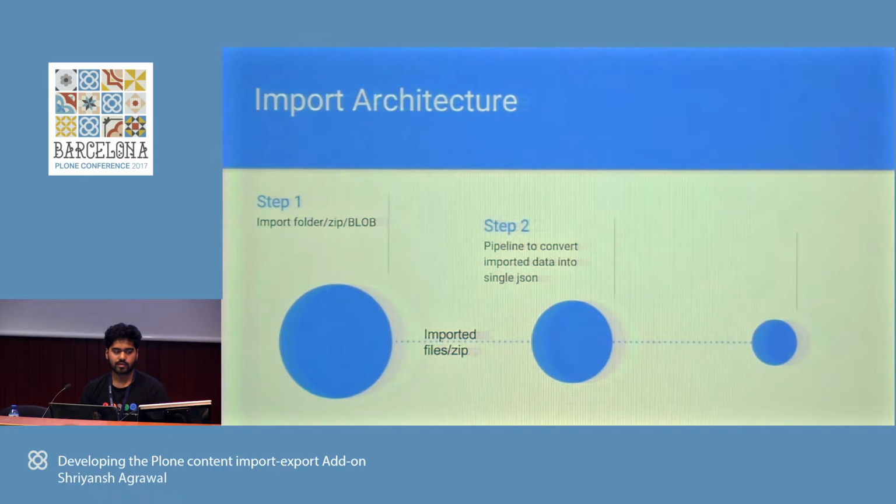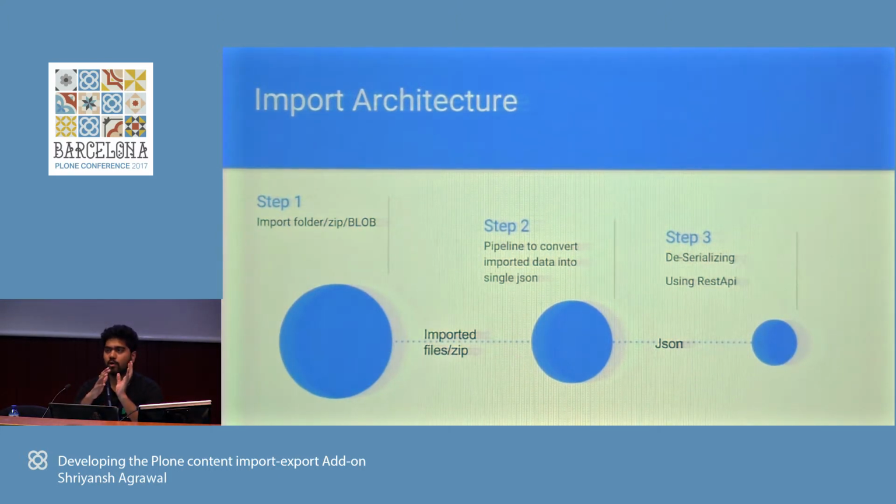As soon as it gets the zip or the files, it triggers the pipeline to convert that data into a single JSON, because for deserializing we are again using the REST API, and the REST API only works with JSON. So it simply puts all of your blob content or data files into a single embedded JSON and pushes it to the REST API to manipulate the content. That is a high-level view of the import architecture of this add-on.